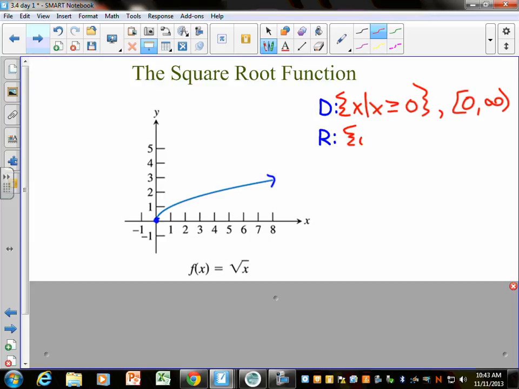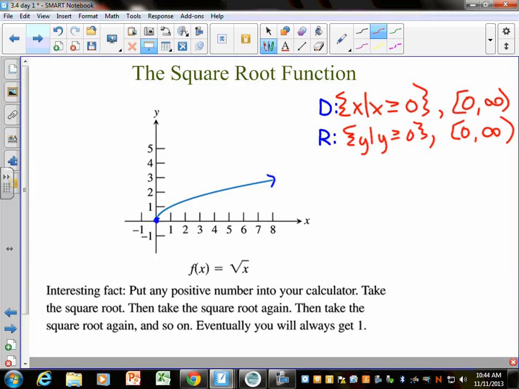How about this one? Everyone's going to stop paying attention and do this on the calculator now. Put any positive number into your calculator, take the square root, and then take the square root again, and then take the square root again, until finally you'll always get 1, no matter what number you start with. You can start with a decimal even. And you just keep taking the square root. The problem is, I don't know how my calculators work so well if you just get to keep hitting square root of the answer. But it always works.